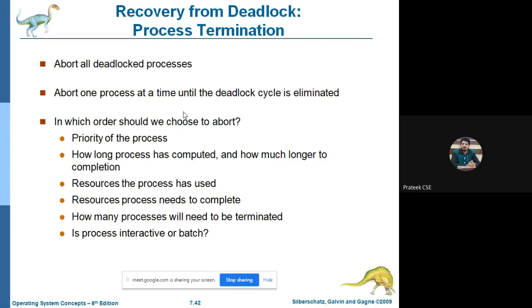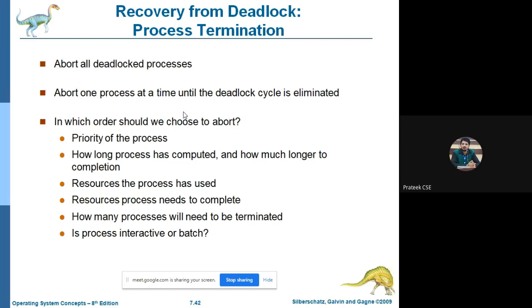In process termination we have two further categories. The very first says to abort all the deadlocked processes. So all the processes that have gone into the deadlock state, terminate them all, abort them all. With this method our deadlock cycle will definitely break, but at great expense. We will have a cost: the deadlocked processes may have computed for a long time, and the results of these partial computations must be discarded and probably recomputed later. So it is not that easy to abort all the deadlocked processes at the same time. There will be a great expense in doing this.